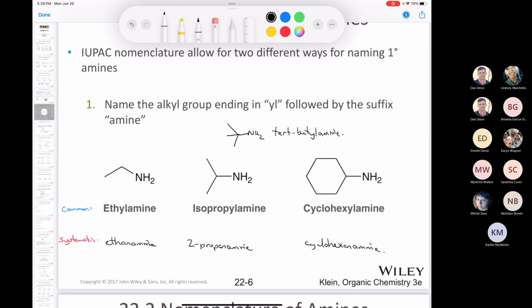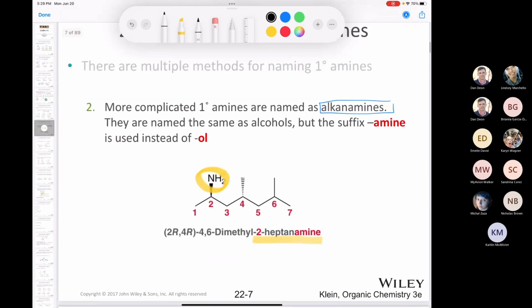All right, either one is perfectly fine, but again, if you can't identify the alkyl group quickly, just use the systematic way of naming them. Don't worry about the common names. Common names are used for tiny amines, but it really stops there. I wouldn't be able to name this giving it a common name. I don't think anybody could.